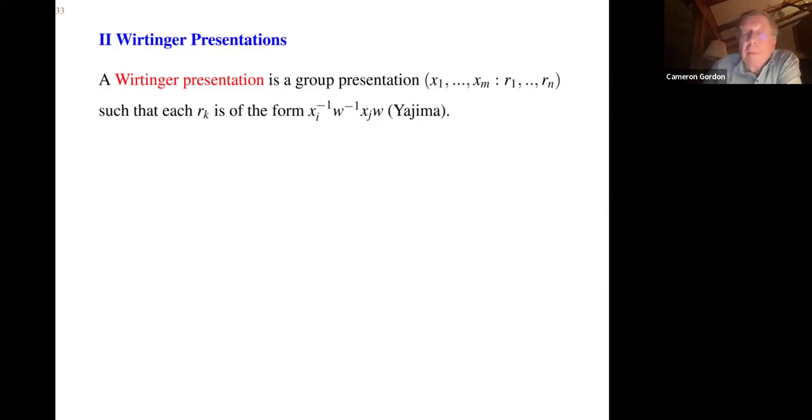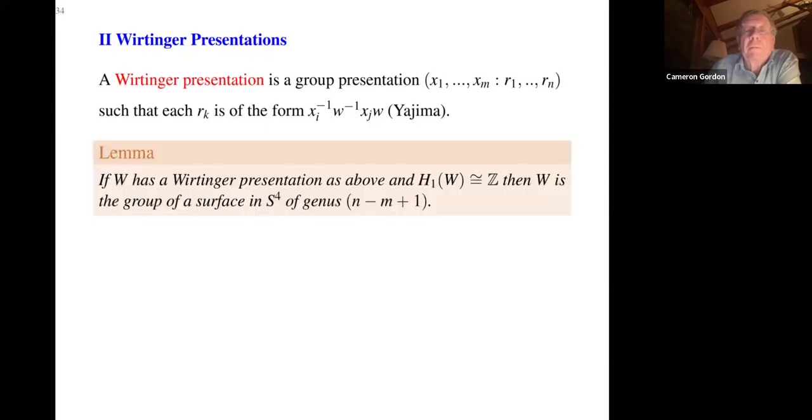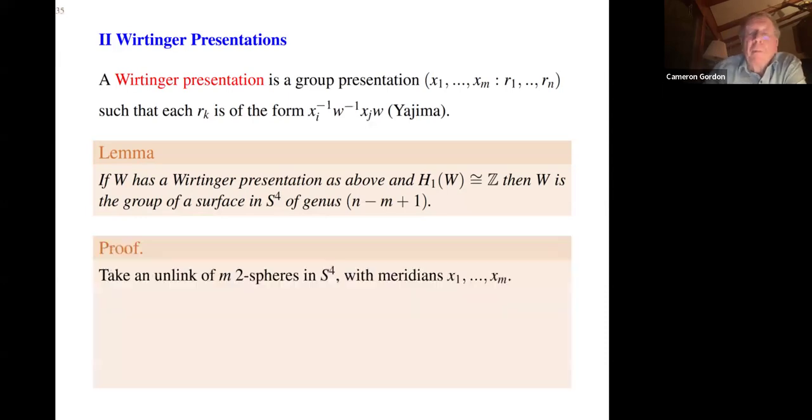And so here's an elementary, well-known lemma that we'll use. If you have a Wirtinger presentation like that, and the first homology is Z, then the presentation is the group of a surface in S4 of genus n minus m plus 1. So the genus is the number of relators minus the number of generators plus 1. And this is very easy. Many of you know this.